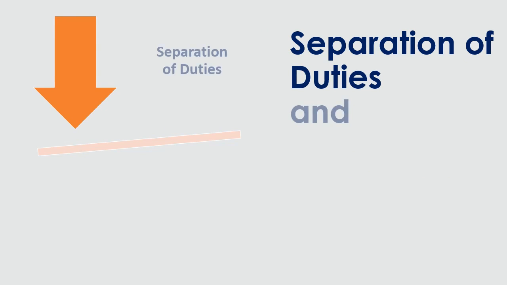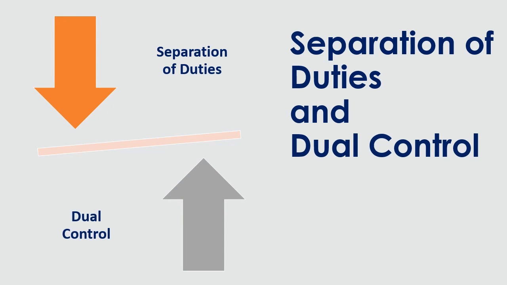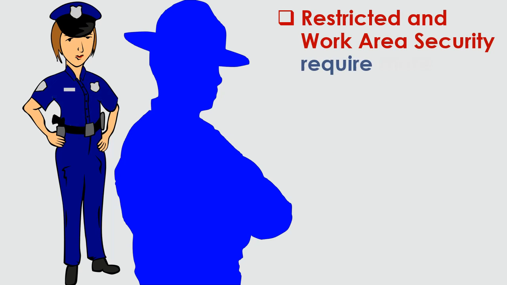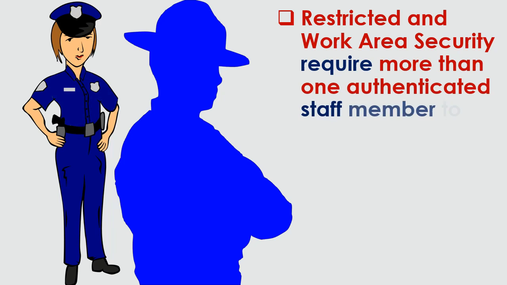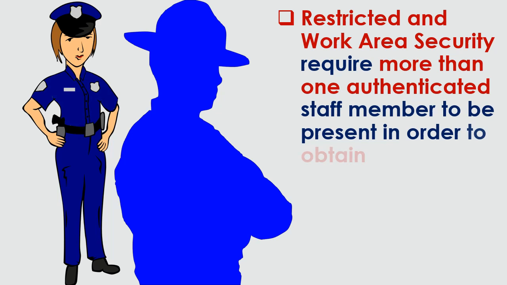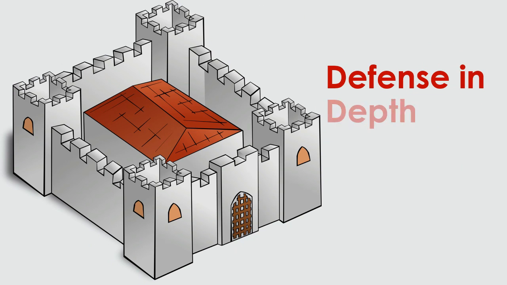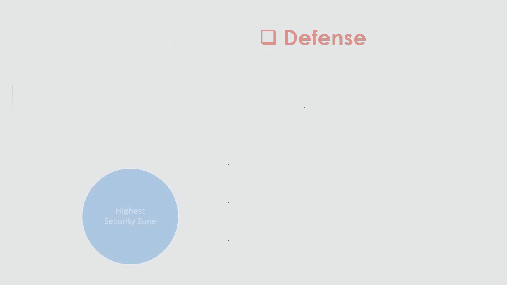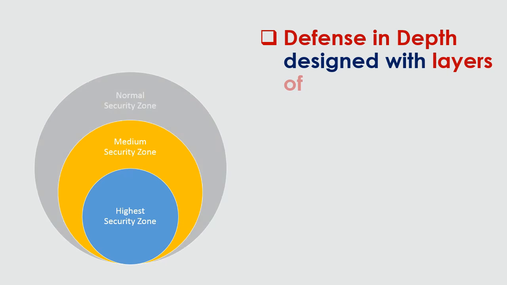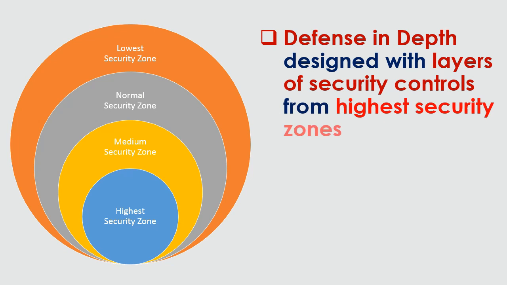Separation of duties and dual control. Restricted and work area security require more than one authenticated staff member to be present in order to obtain access to the secure work area. Defense in depth. Defense in depth is designed with layers of security controls from highest security zones to low security areas.